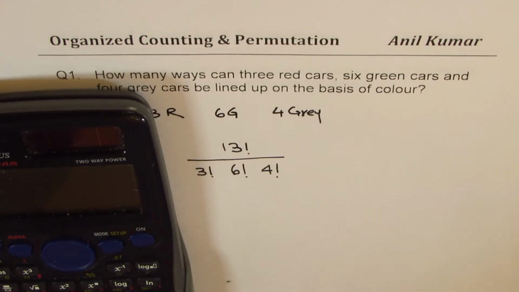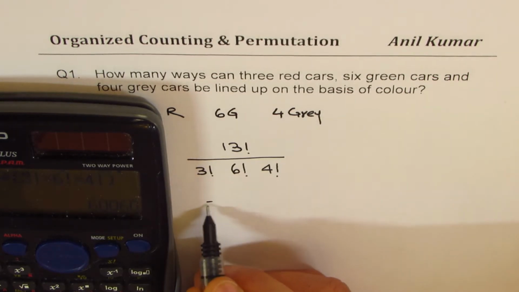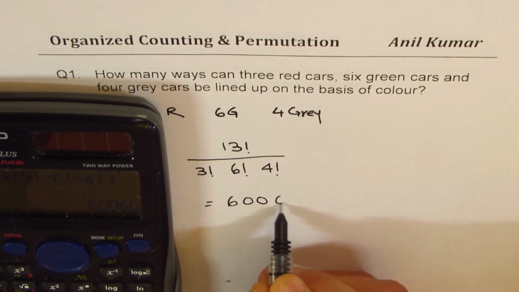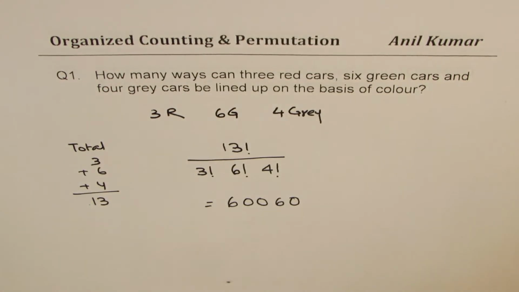So we can write this as 13 factorial, which is equal to a big number. We'll divide this by, within brackets, 3 factorial times 6 factorial times 4 factorial, bracket close, equal to, and the answer is 60060. Correct? So that is how you can solve it. Let's move on and take up the next question.